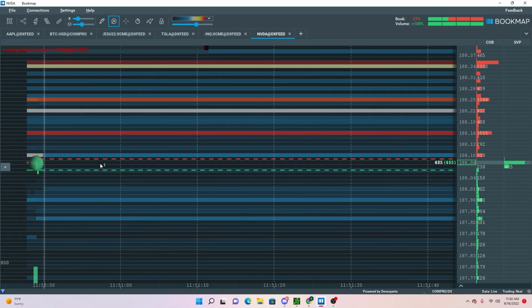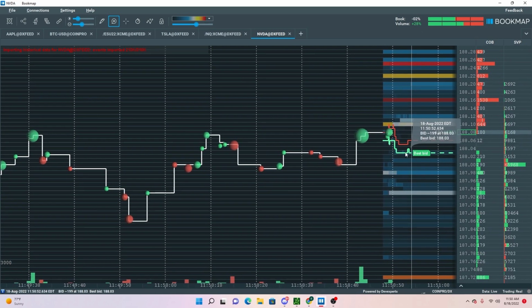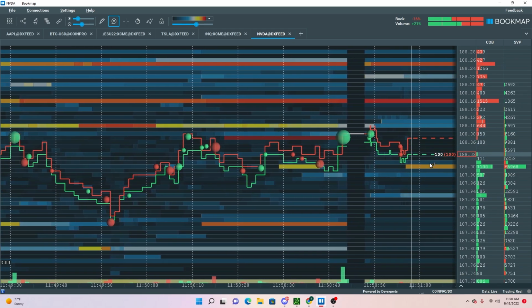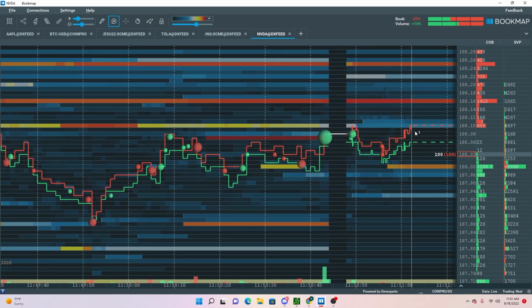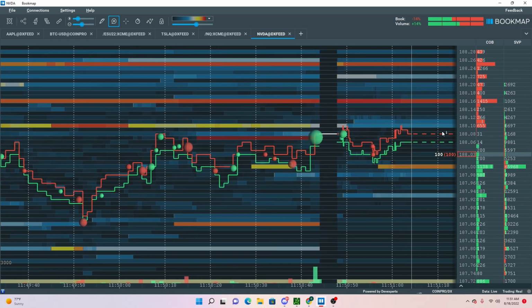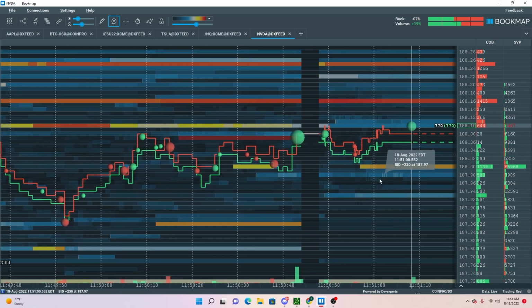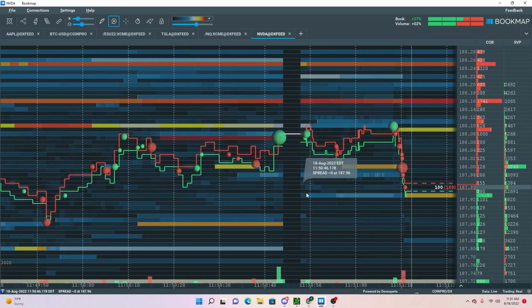There we go. So now if we're looking at Nvidia, basically what we are looking at is the bid is going to be this green right here, which is around 188, and the ask is going to be this red line right here, which is around 188.10 right now. Now, in order to identify possible support or resistance points, it's going to be very, very simple on Bookmap.